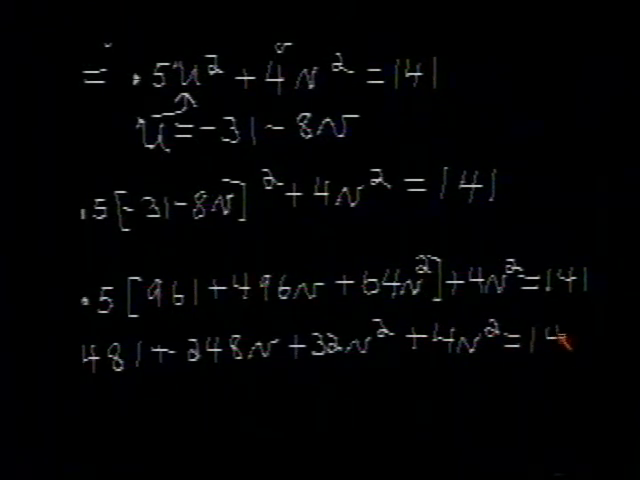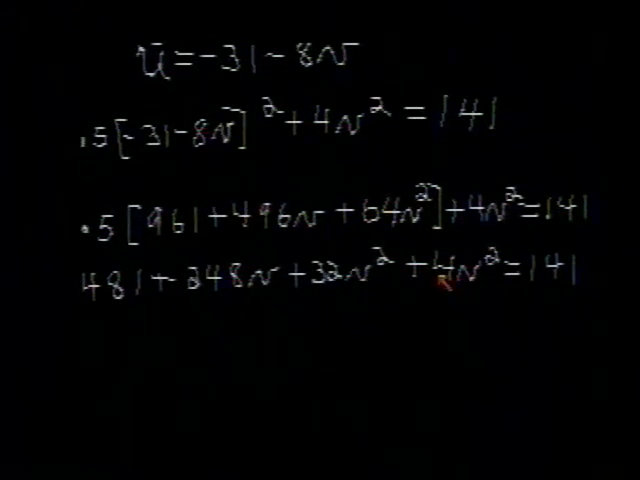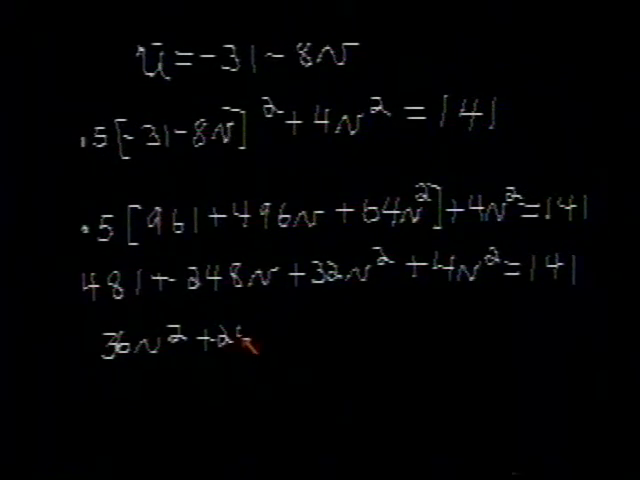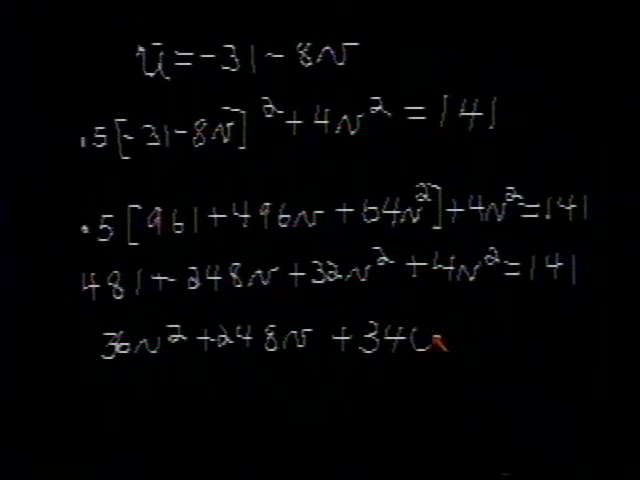And now I'll add the 4v squared to the 32 and bring the 141 over onto the left-hand side of the equation and write that we have altogether 36v squared plus 248v plus 340 is equal to 0. And we recognize here that we now have a quadratic equation.